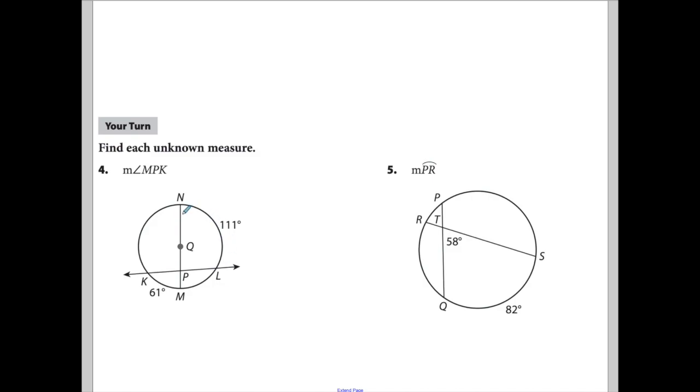So here I give you a circle and I give you the intersection of a diameter, which is technically considered a chord, and a secant, a line that goes on forever and touches the circle there at those 2 points. And I want to find the measurement of MPK. Over here, I need to find the measurement of PR when I know this. So what I want you to do, take a moment, pause the video, try to find these 2 unknown measures, and then when you're ready, unpause, and you can see what I got.